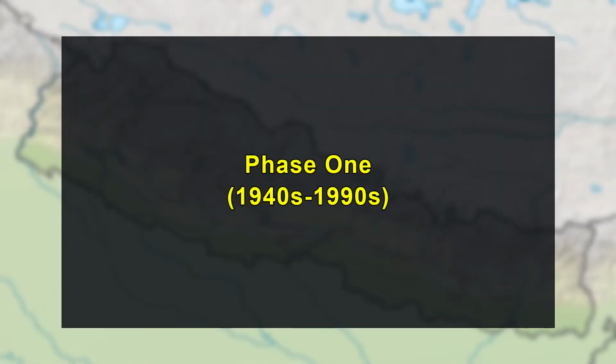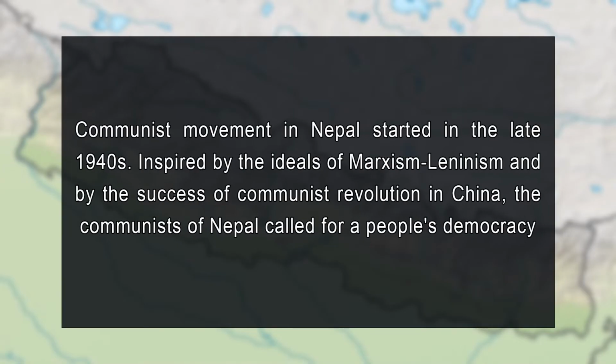Phase 1, 1940s to 1990s. The Maoist movement in Nepal cannot be understood unless we look into the background of the communist movement in the kingdom. The communist movement in Nepal started in the late 1940s, inspired by the ideals of Marxism, Leninism, and by the success of communist revolution in China.